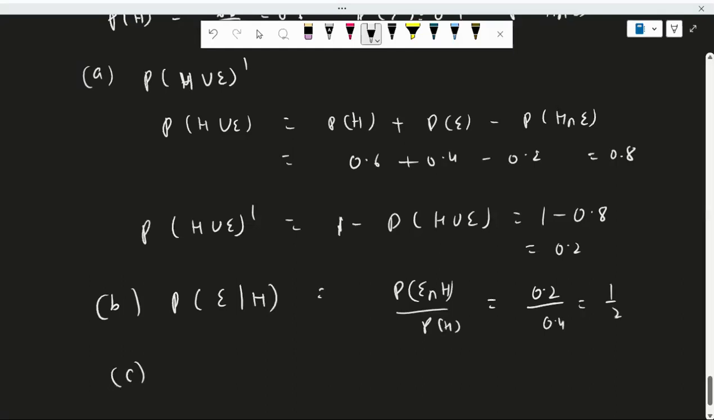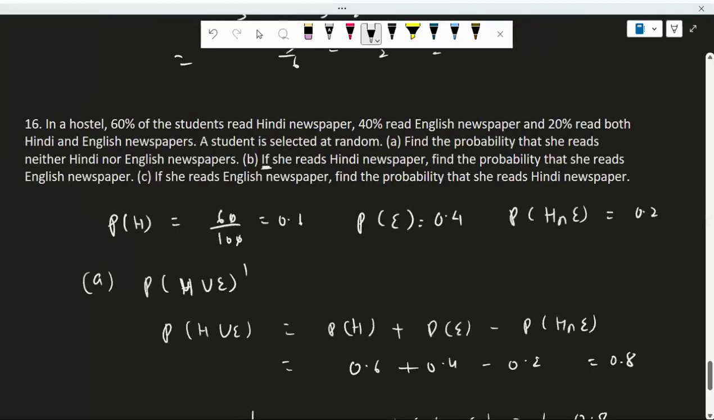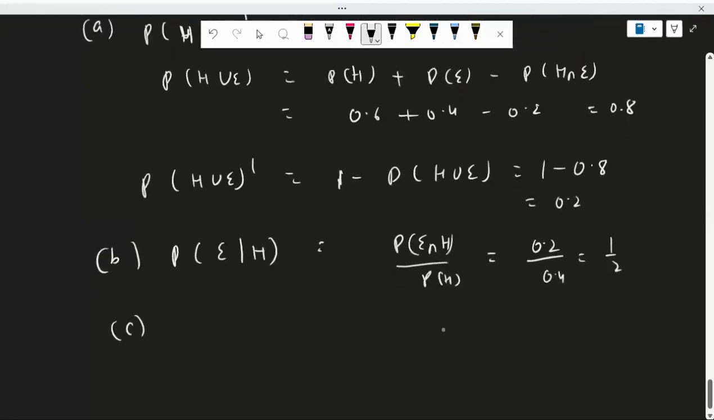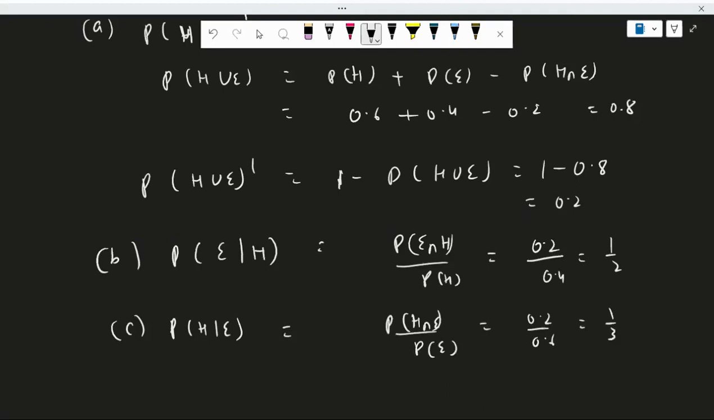C part. If she reads English, then she reads Hindi. So it is P(H by E), that is P(H intersection E) over P(E). So 0.2 over 0.4 comes to 1 over 2. These are the answers.